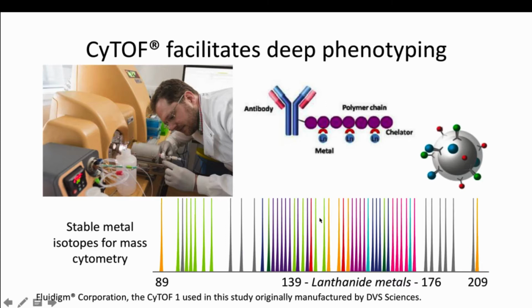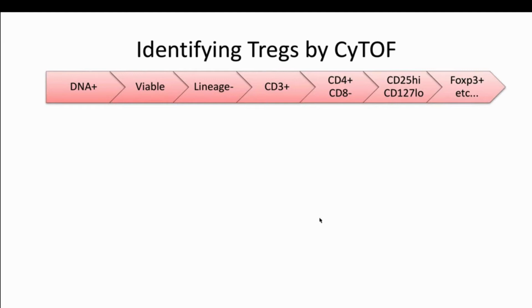Now, what I want to point out here is a basic gating strategy which is used in flow cytometry but can be done just the same in mass cytometry. So in flow cytometry, we'd often start with forward scatter and side scatter. Those aren't things that we can do in CyTOF. We've surrogated that with a DNA marker here. But we'd do a viability stain. We'd remove any cells of other lineages. We typically look at CD3 T cells, and then we'd split them and look at the CD4 positive cells. And for Tregs, we look at CD25 high and 127 low cells. And then we can go on to look at things like FOXP3 and so on.